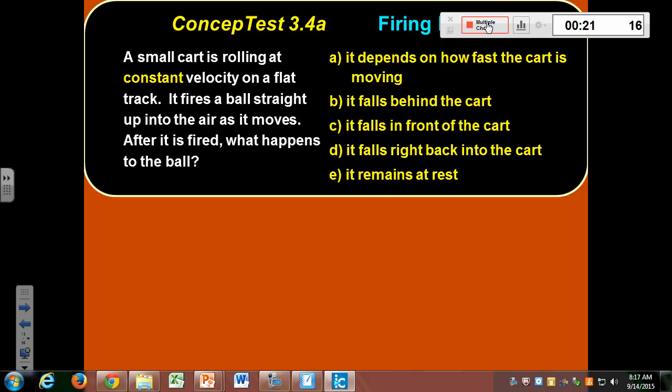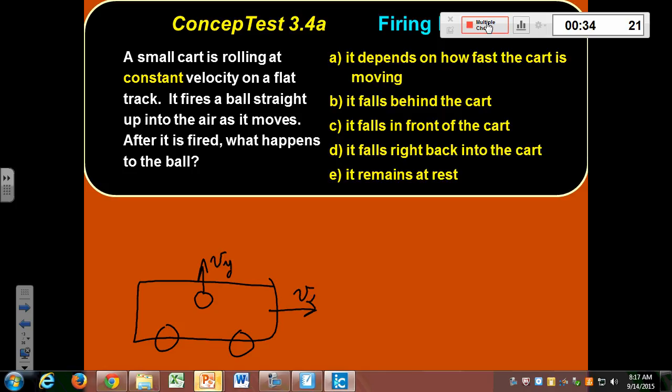So I have this cart. It's traveling with a constant velocity in that direction. It fires a ball up with a certain velocity in the y direction. I want to know what's going to happen to the ball after it's fired. Does it depend on how fast the cart is moving? Does it fall behind the cart, in front of the cart, back into the cart, or does it just remain at rest? We'll stop at 55.